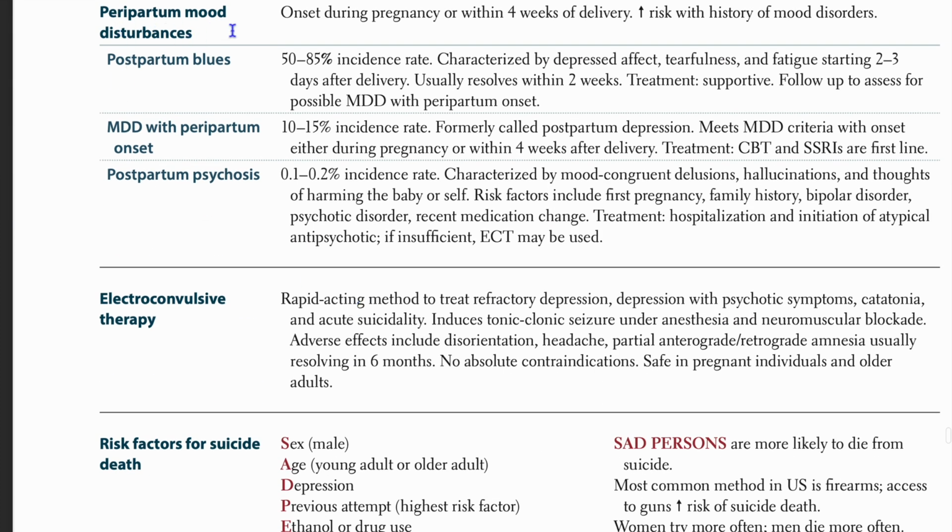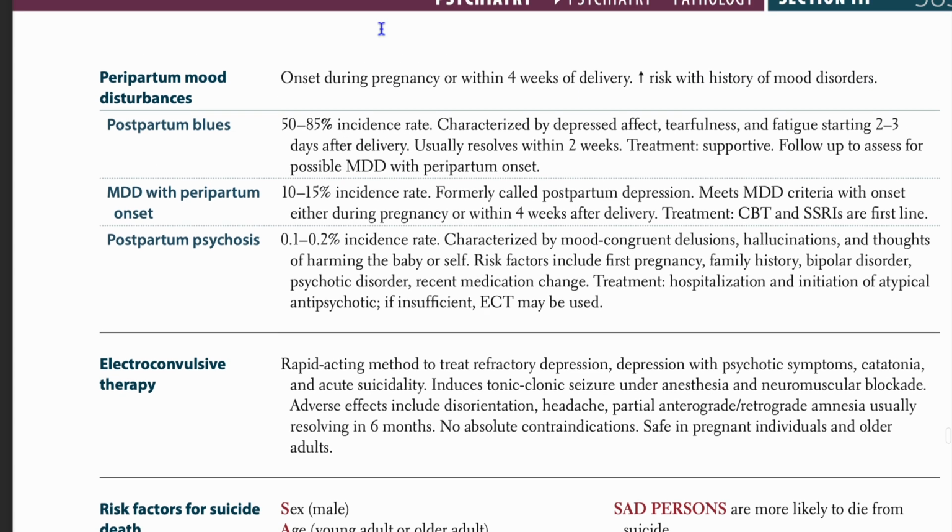Peripartum mood disturbances. Onset during pregnancy or within 4 weeks of delivery. Increased risk with a history of mood disorders. Okay.